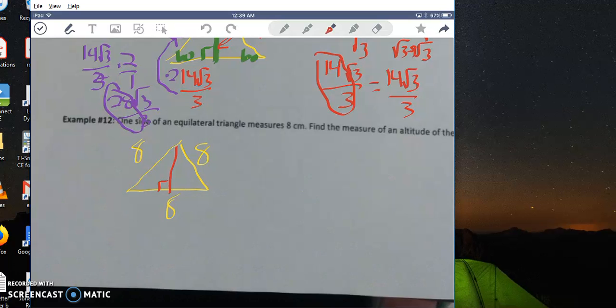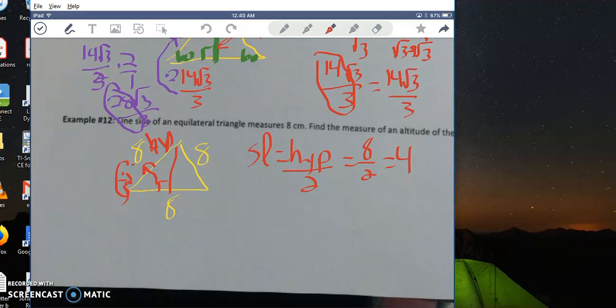Okay. Well, knowing that we have this altitude and this 90-degree angle, across from it is going to be the hypotenuse. And if we have the hypotenuse, we want to find the short leg. So remember, if we're going to find the short leg, we always divide. So if it's the hypotenuse, we're going to divide by 2 to get the short leg. Short leg equals hypotenuse divided by 2. So in this situation, it's going to be 8 divided by 2, which is 4.